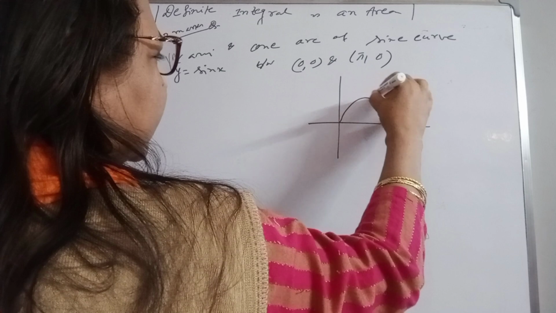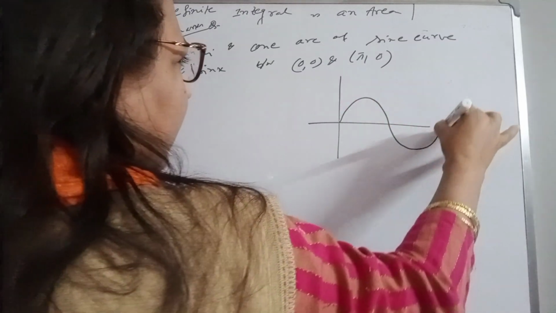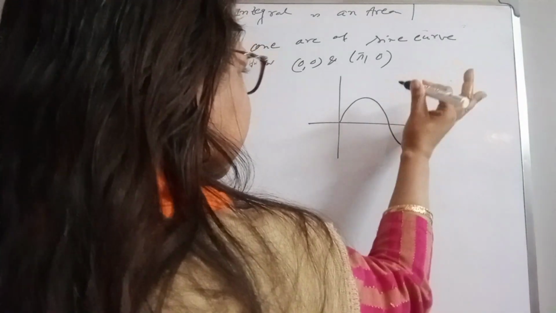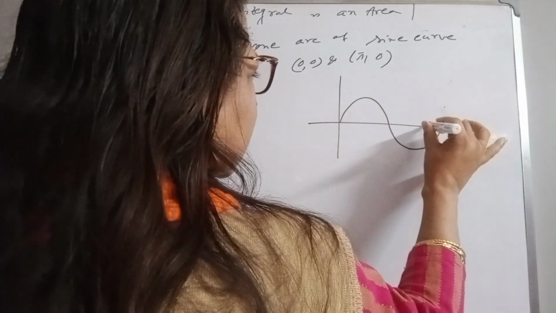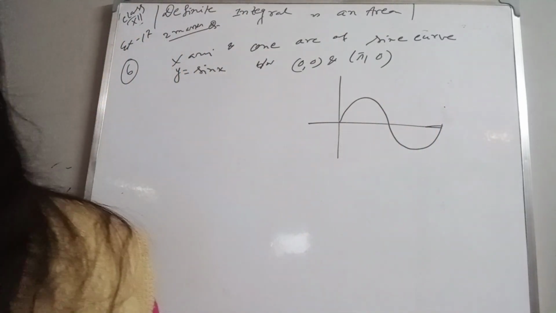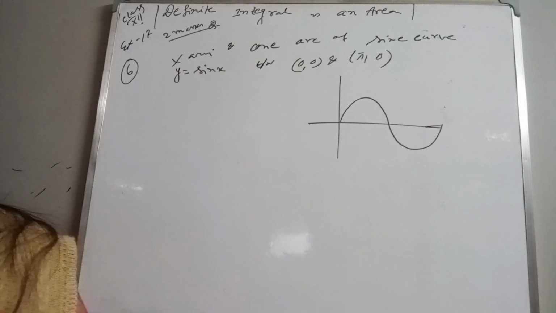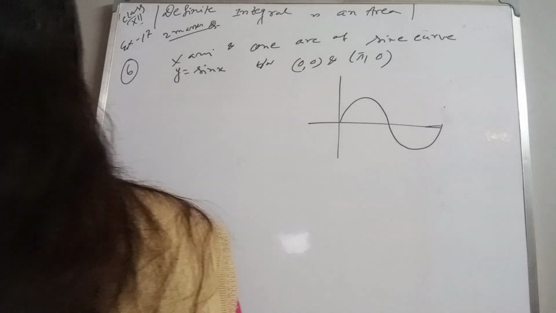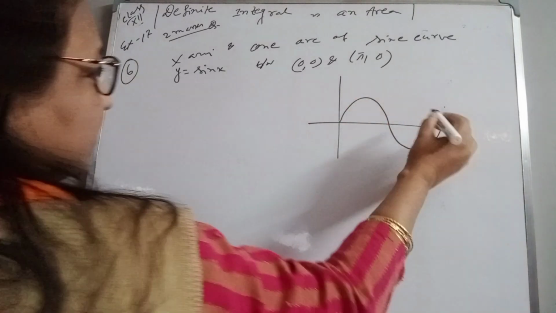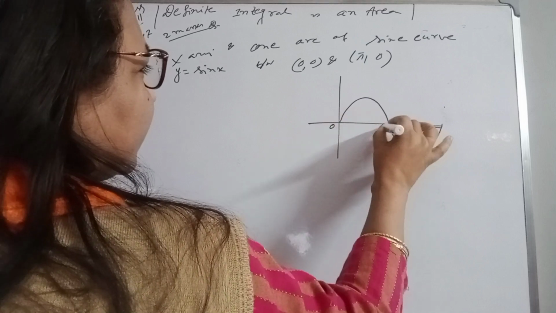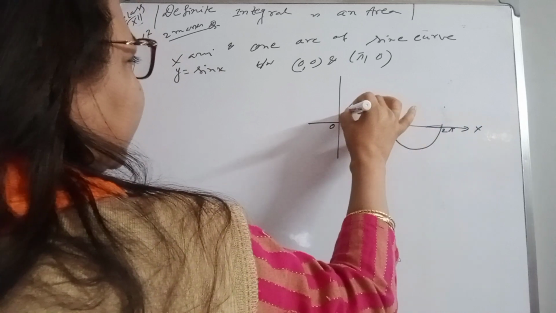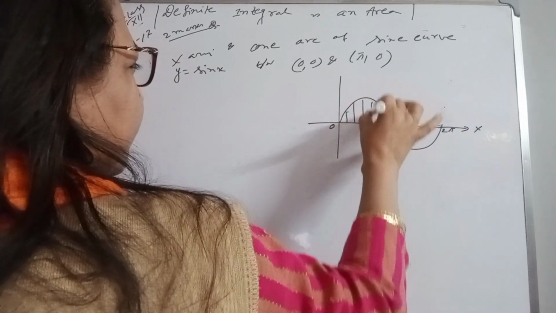The sine curve we know looks like this. No need to extend here because we need only one arc above the x-axis. Find the area bounded by x-axis and one arc of the sine curve y is equal to sine x between 0 to pi. 0 to pi means this is 0, this is pi, this is 2 pi. So no need to take the rest. We will consider this part only.